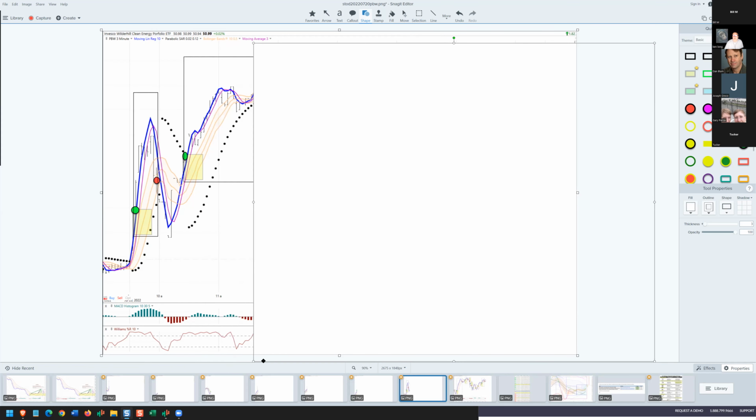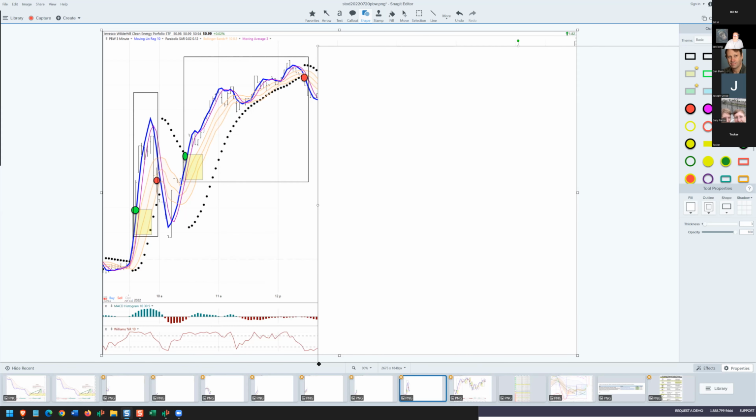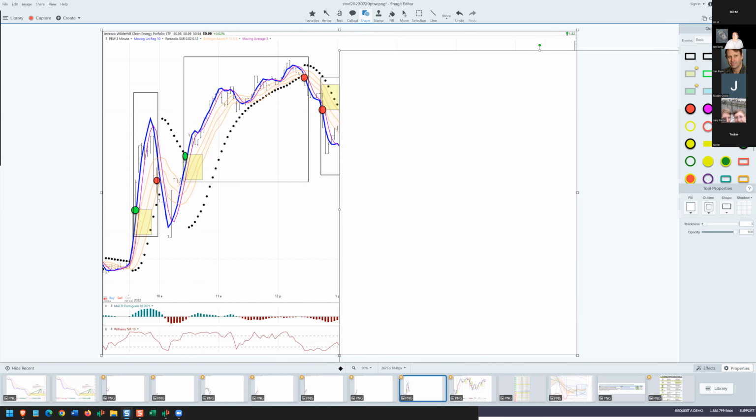You can feel it, can't you? There it is. Held on better than I thought. Good exit. Short. Took a while for that to develop.